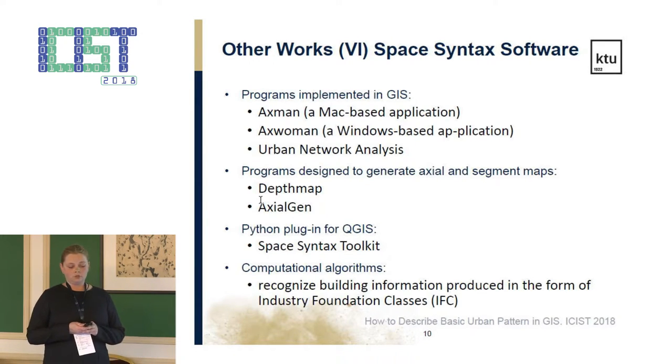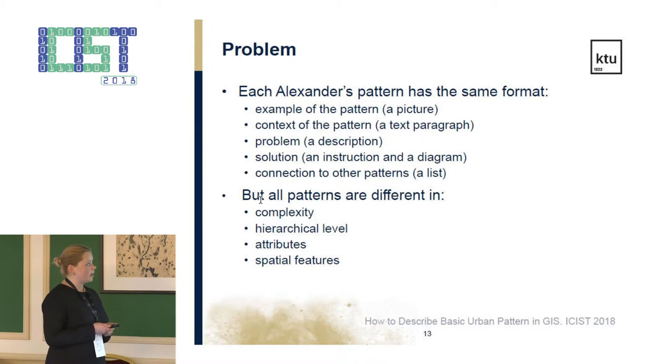The main problem is that each urban pattern, it doesn't matter if you take Alexander's patterns or another system of patterns, looks like it has the same format. It contains some example, context of a pattern, problem, solution, connection to other patterns, but usually it's in the form of text. It's just a description or just a picture, like it could be even a photo. And so the problem is that all patterns are very different in complexity and in hierarchical level, so that a pattern can appear in a city layout, in some closed area, or even in a building, like huge buildings such as hospitals and airports. And all patterns have very different attributes and very different spatial features.